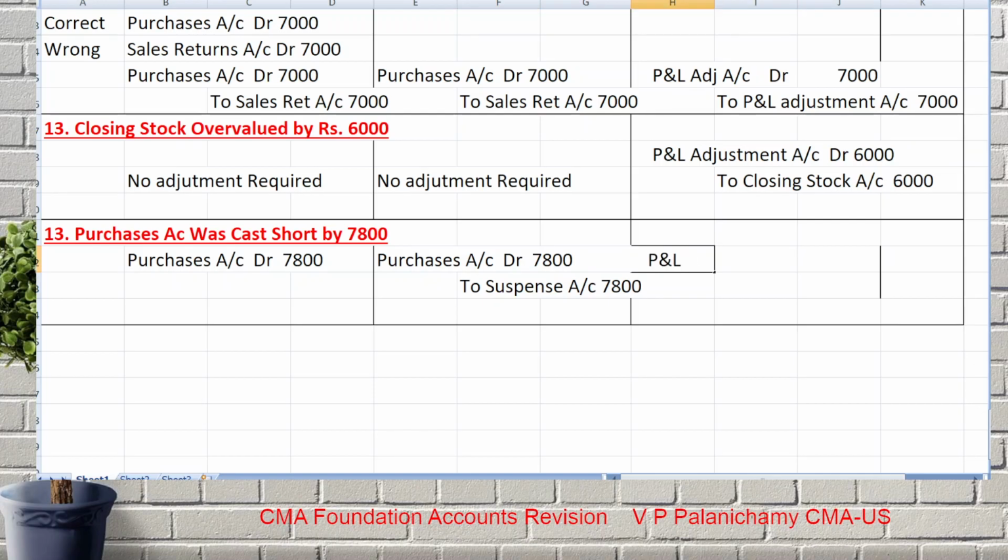If it is after final accounts, what will you do? P&L adjustment account debit to which account? Suspense account. Why suspense account? It's an error affecting only that particular account.